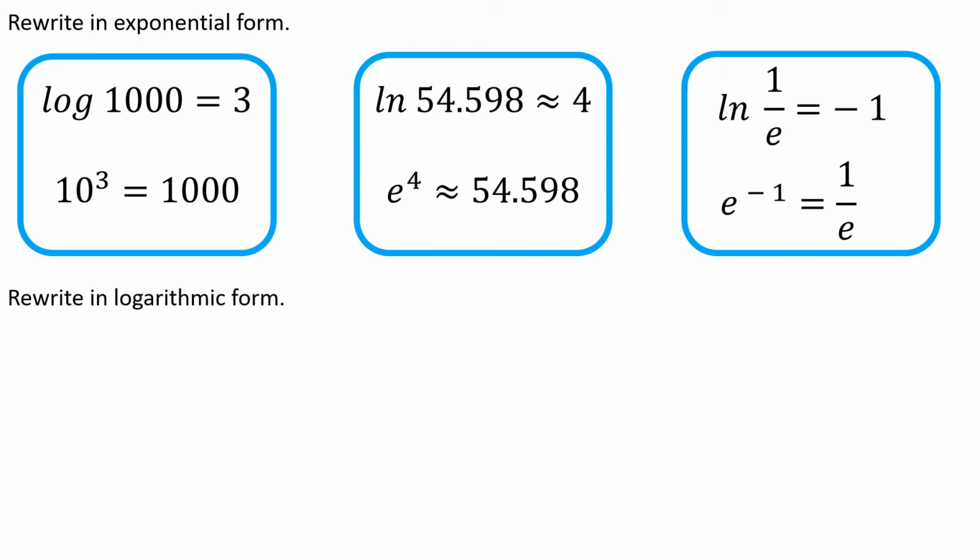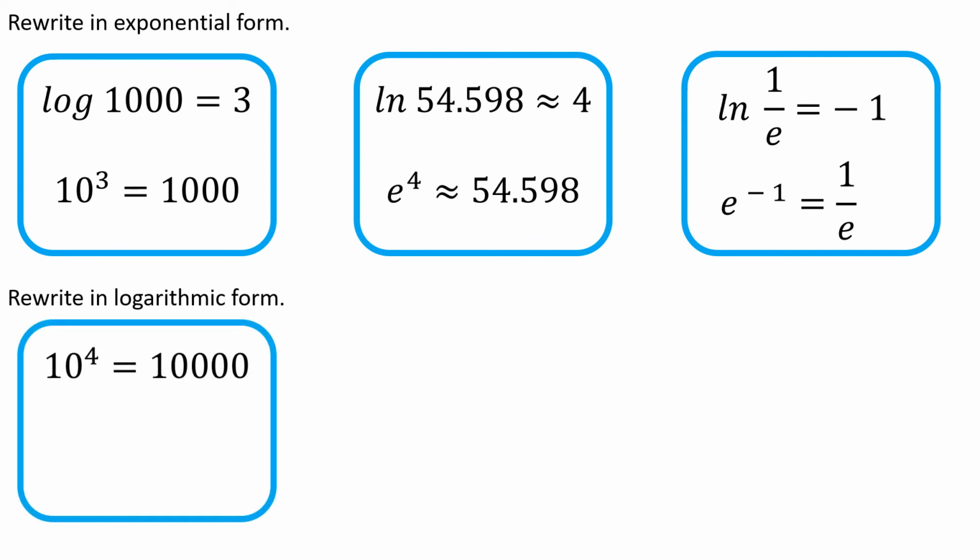Let's go backward now. If I give it to you exponentially, can you write it logarithmically? 10 to the fourth power equals 10,000. Well, it's going to be log base 10, but I'm not going to write log base 10. I'm just going to write log. The value is 10,000. The exponent is 4. Remember, the exponent is always the number that's off by itself when we put it in logarithmic form.